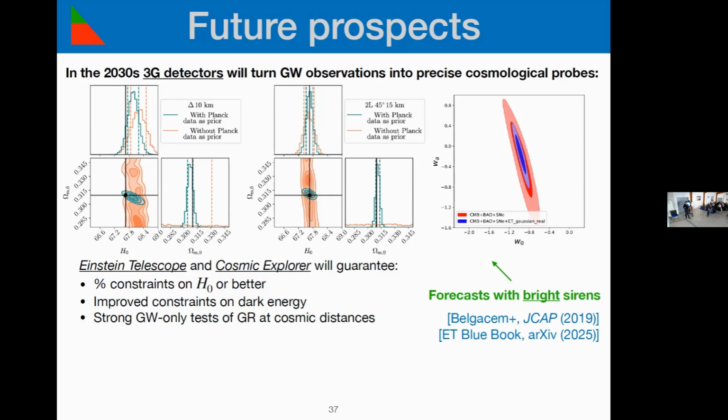So for bright sirens, I think these results assume the Vera Rubin Observatory to look for counterparts. You can actually see that you get to really below 1% on the Hubble constant, with just 1 year of observation in ET and Cosmic Explorer. Of course, it's going to be hard to measure omega m because the majority of counterparts are measured at low redshift, so you don't measure higher order parameters. But if you combine with Planck or whatever EM observation, then you get, of course, a better measurement.